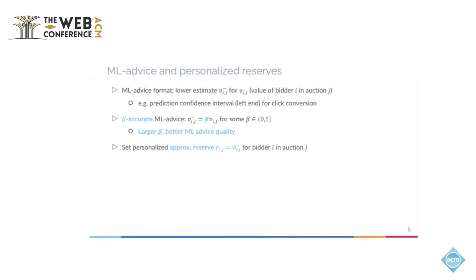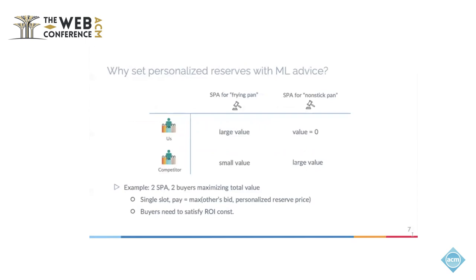Now, why are we directly using ML advice as personalized reserves? I'll try to give you a toy example to convince you that this is the right thing to do. Back to our frying pan and nonstick pan example. Let's say we're competing, there's only two players in the market, us and a competitor. We have a large value for the frying pan keyword, and basically we don't care about the nonstick pan.